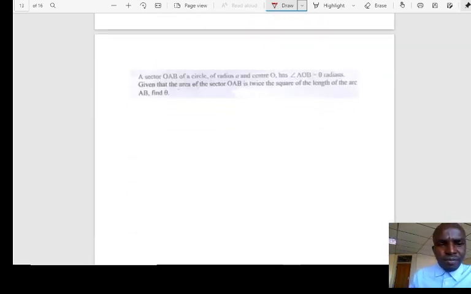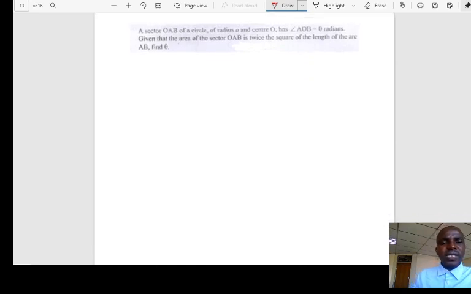Right, next question. This one is question number 3. A sector OAB of a circle of radius A and center O, angle AOB theta radians. Given that the area of the sector AOB is twice the square of the length of arc AB, find theta. These are word problems, please take note of that. The area of the sector OAB is twice the square of the length of the arc AB.